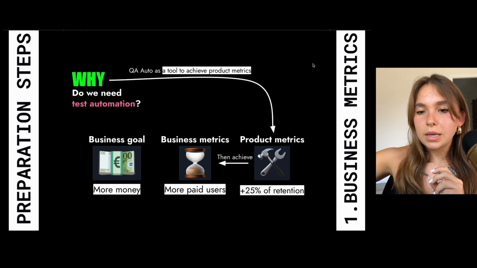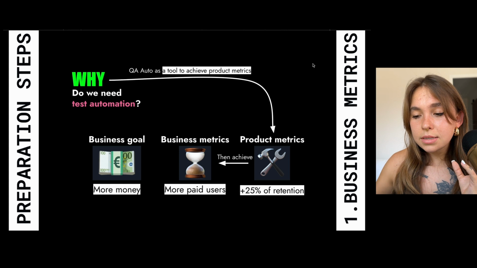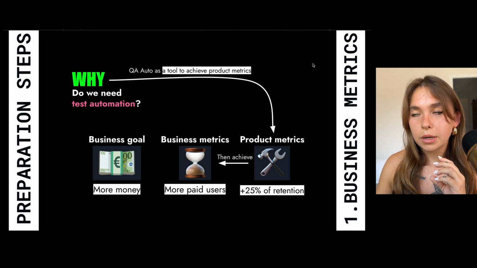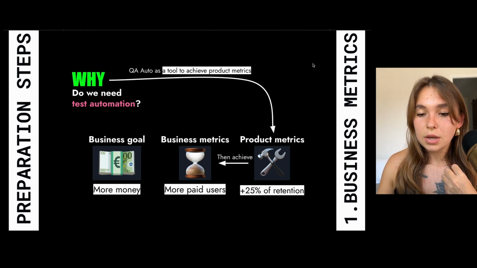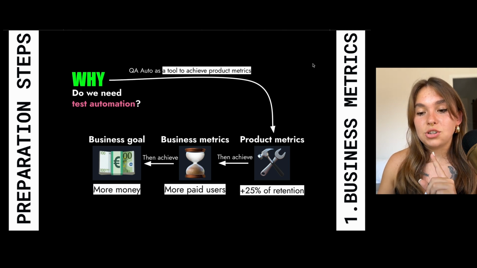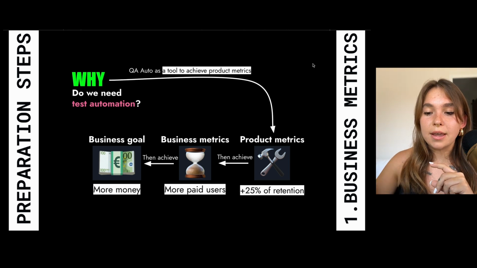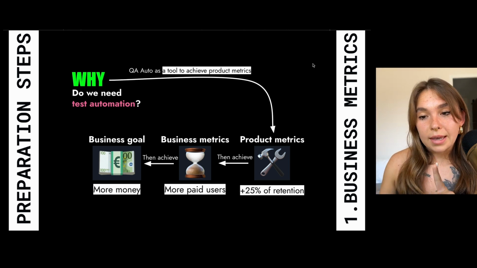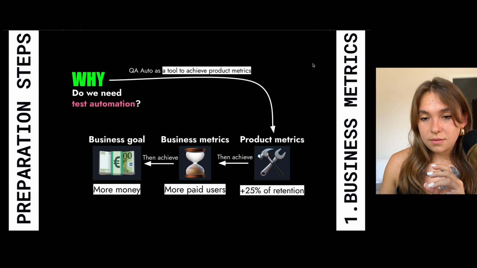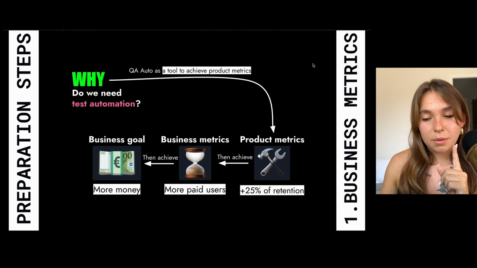So when we create our system, we can help our business achieve this state of more money by achieving business metrics and by achieving product metrics. So it's kind of a chain. It's really important to remember this part.